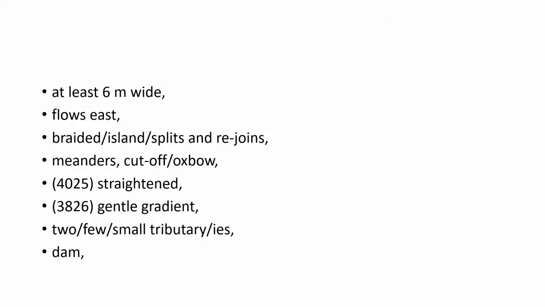Let's see what the mark scheme says. Now, the mark scheme is of the opinion that it flows east. It splits and rejoins, that's braided. There are meanders. You see, like I said, there are oxbow lakes. Now, there are tributaries. And if you check the key, you see if you have a dam. So you've gotten your 4 marks.